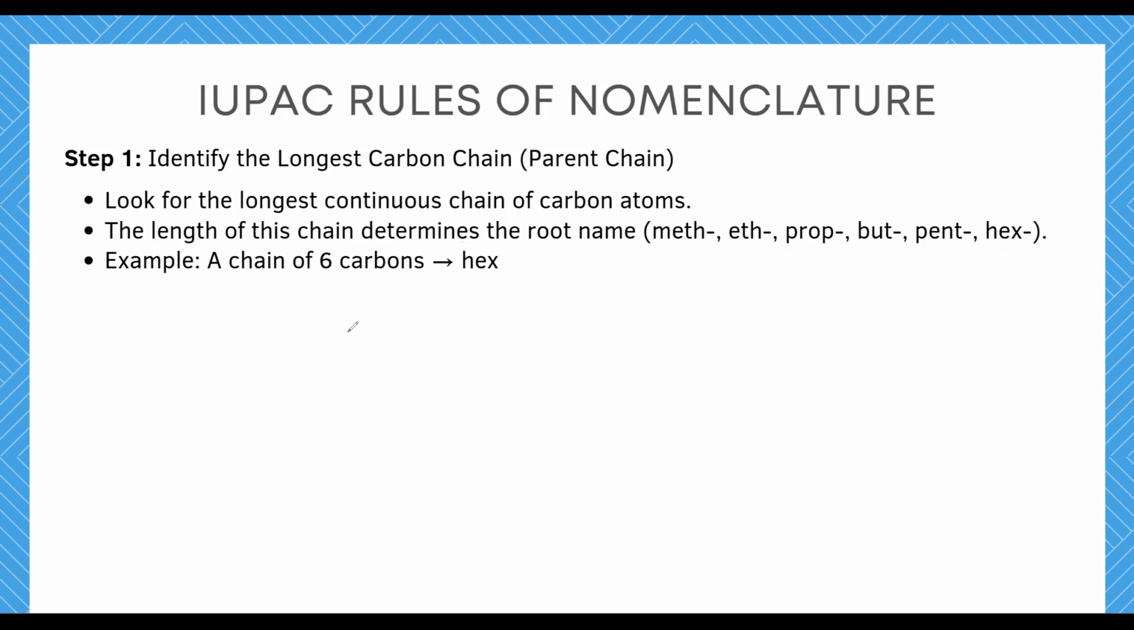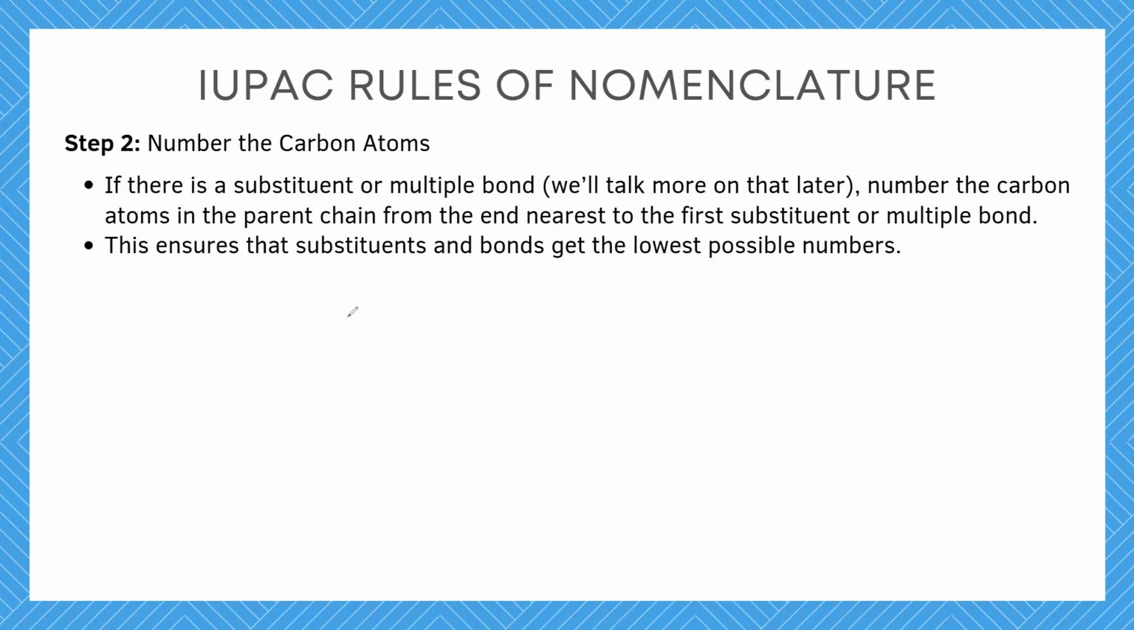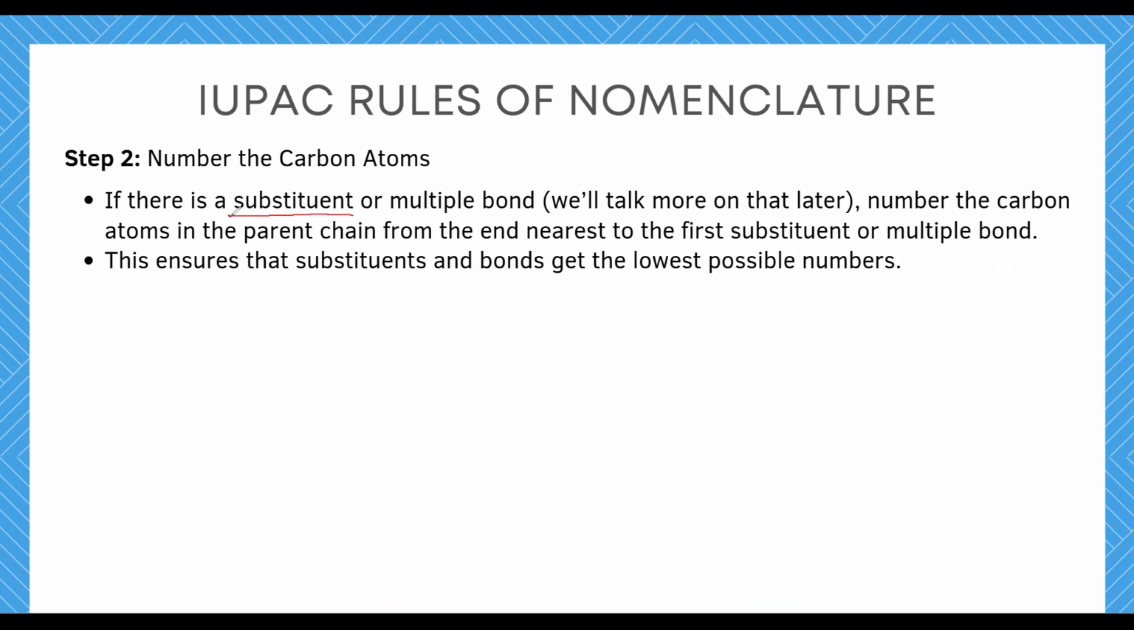Yes, sir. Good. So step number two, when you have identified the number of carbon atoms, what's the next thing to do? Can you read that for me? There's number the carbon atoms. Good. Number the carbon atoms. If there is a substituent, don't worry. I'm going to be explaining what a substituent means, okay?